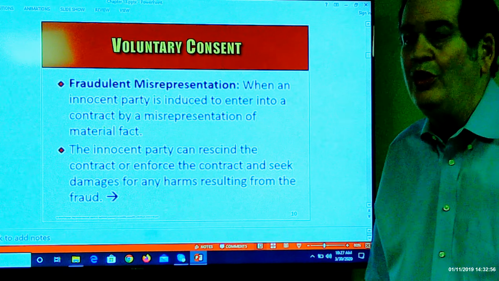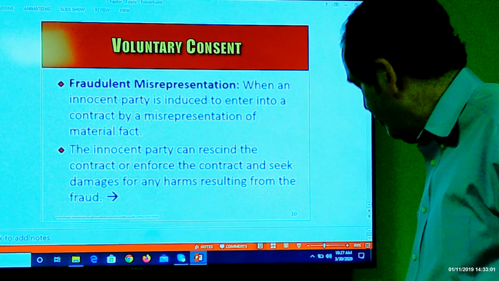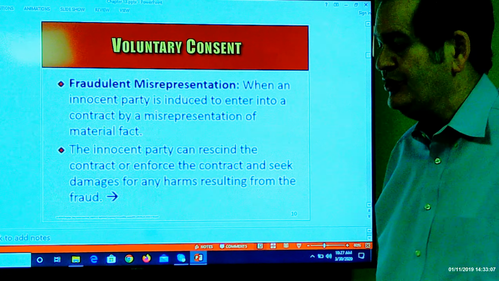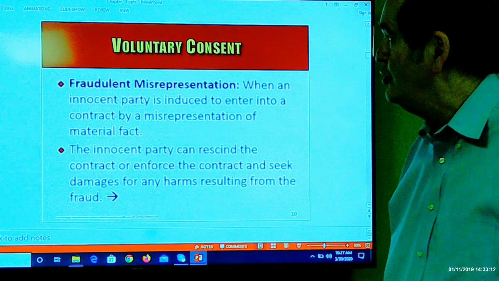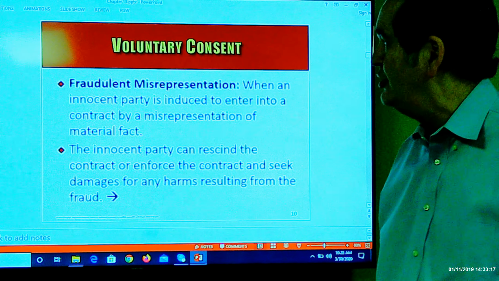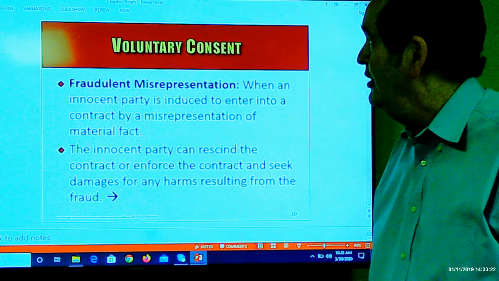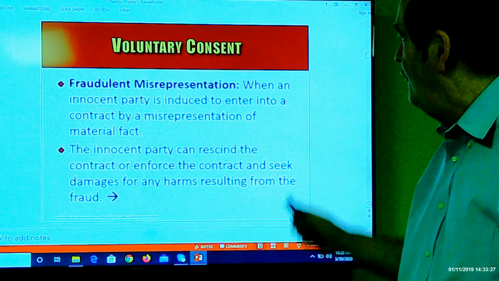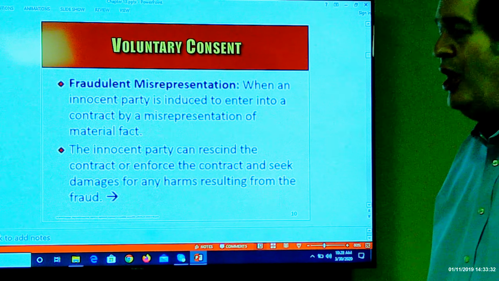Okay, class, so we are on chapter 13, and we're talking about the issues of voluntary consent. What we're dealing with here is things that can make the contract void or voidable. And here we're talking about fraudulent misrepresentation. We left off on part 1 with mistakes in the contract.